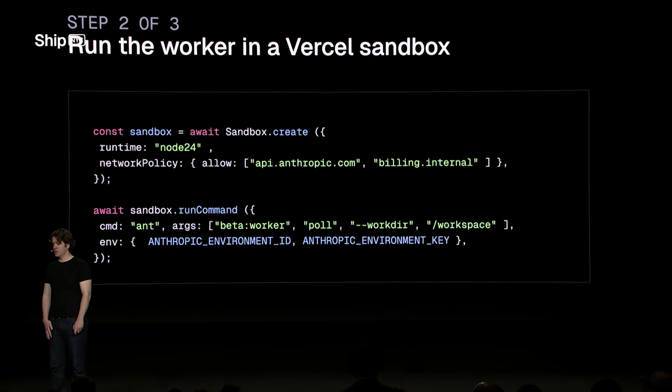Then the second step is using Vercel's awesome APIs to quickly spin up a sandbox. Here we've got a Node 24 sandbox, and we've allow-listed api.anthropic.com, as well as a fictitious internal billing URL that's within our local VPC.